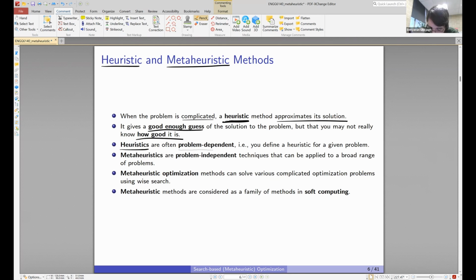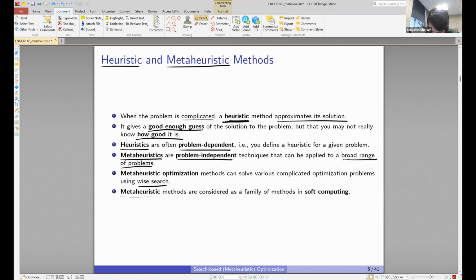Heuristics are often problem dependent. So for a specific problem, you design a specific heuristic algorithm or method. So you define a heuristic for a given problem. Metaheuristics, on the other hand, are problem independent. So it means that they are not designed for a specific problem. They can be applied to a broad range of problems. So they are heuristic methods which are problem independent. That's why they're called metaheuristic. And metaheuristic optimization methods can solve various complicated optimization problems using wise search.